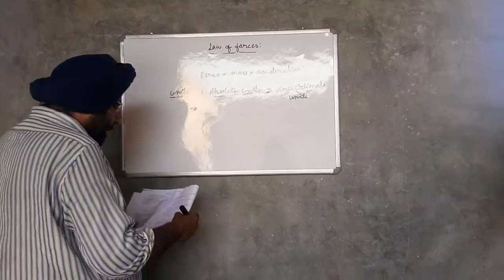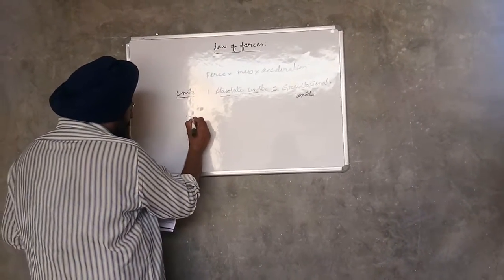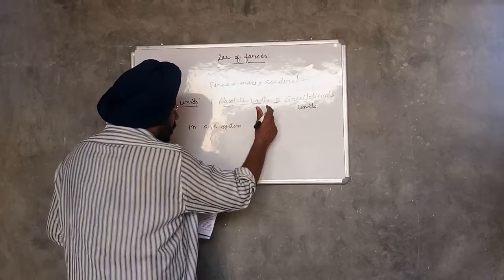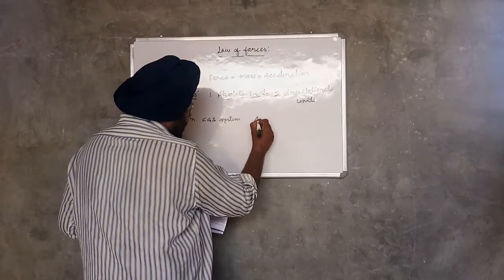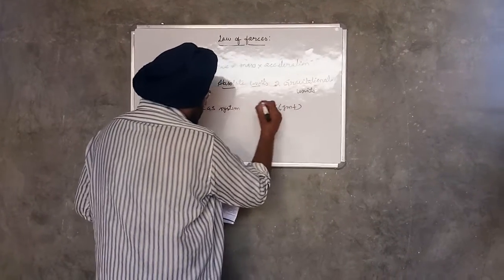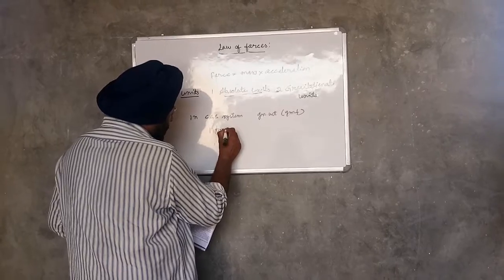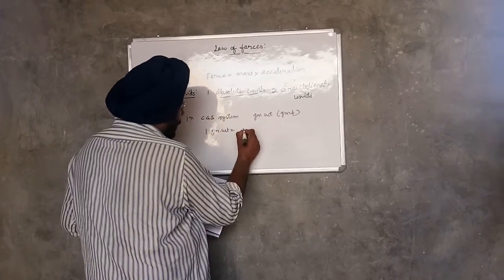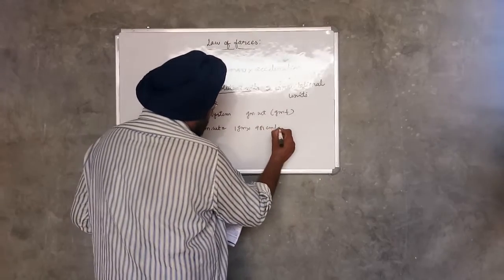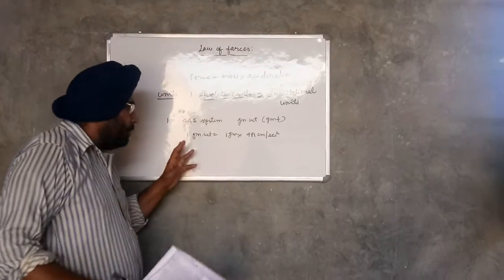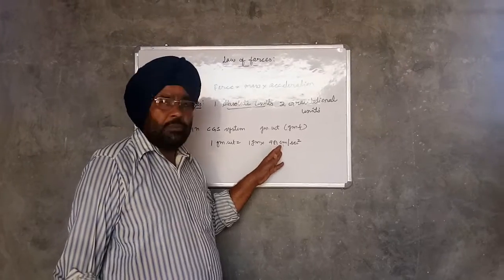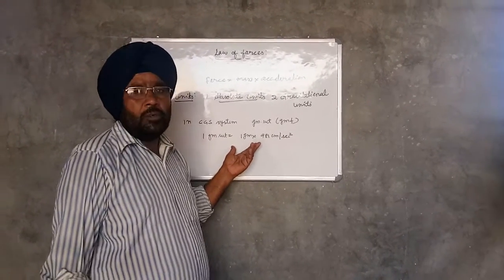In the CGS system, the gravitational unit of force is gram weight or gram force. So 1 gram weight is equal to 1 gram into 981 centimeter per square second. So 1 gram weight is that much force which produces an acceleration of 981 centimeter per square second in a body of mass 1 gram.